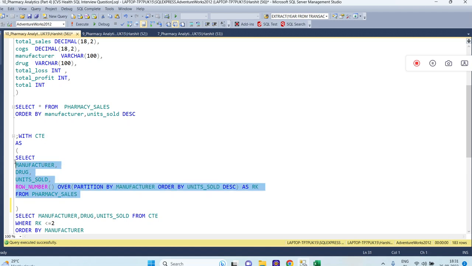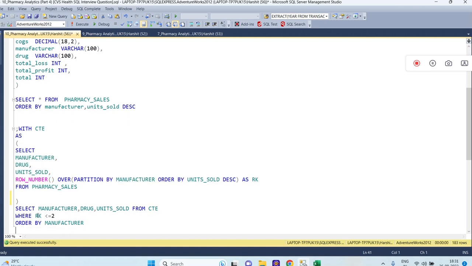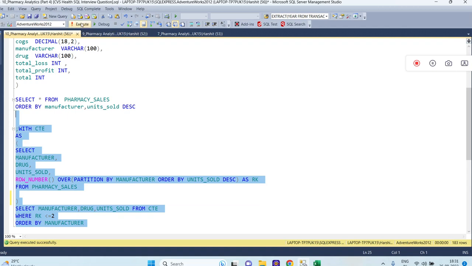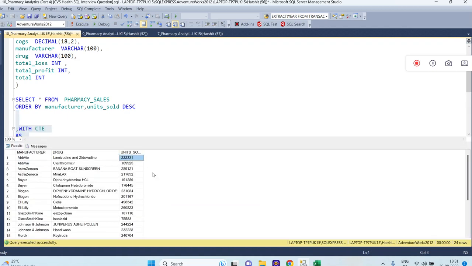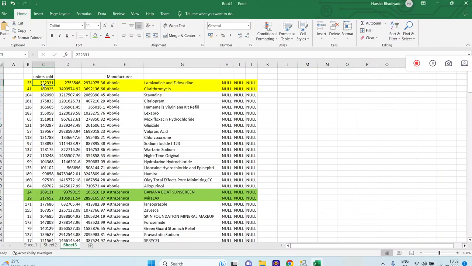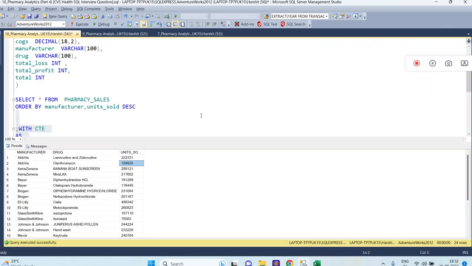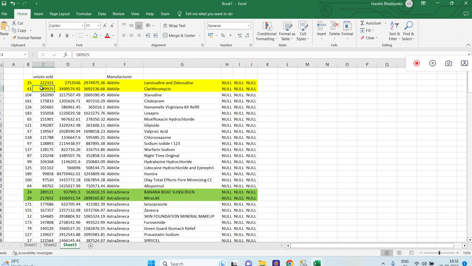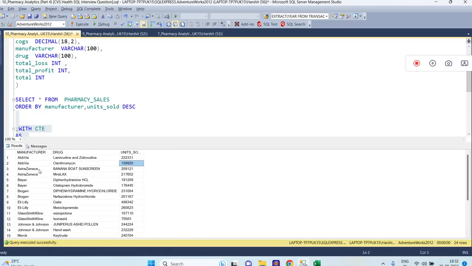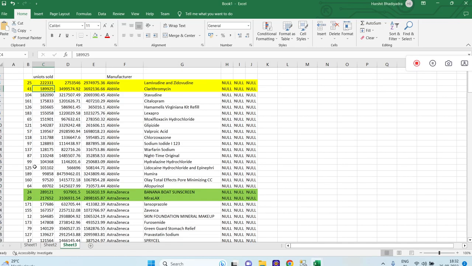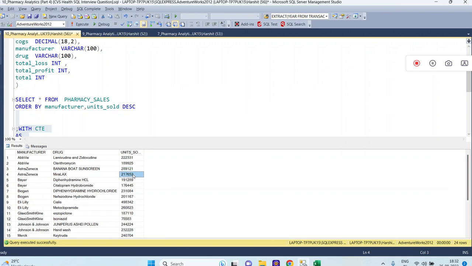We are encapsulating this block into the CTE, and then we write the CTE and then where rank less than or equal to 2. So if you run this query, here for ABV that is coming 221331, right? So that same thing is coming over here, 221331 and 189925. Now for AstraZeneca, that is a value 289121. So that is coming over here, right? 289 and 217652. So this is our result.